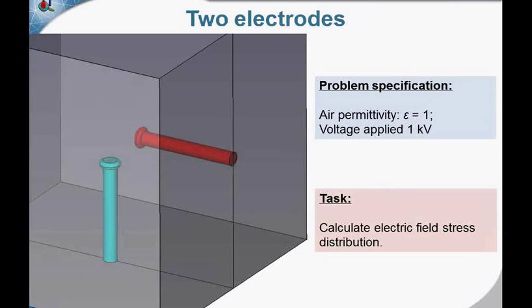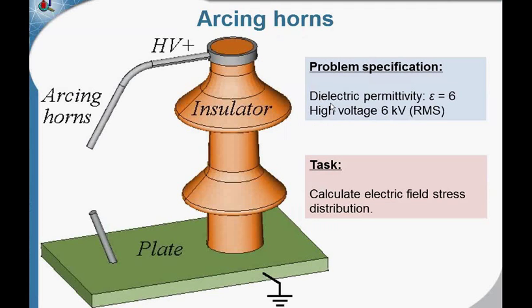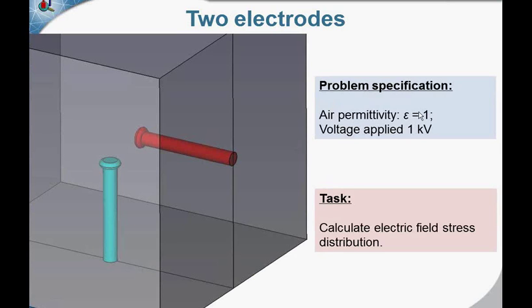This is the case of two electrodes placed in the tank, and our task is to calculate the electric field distribution between these two electrodes. We know that the electric permittivity of the air is 1, and that the voltage difference applied to these electrodes is 1 kV. I will start QuickField.